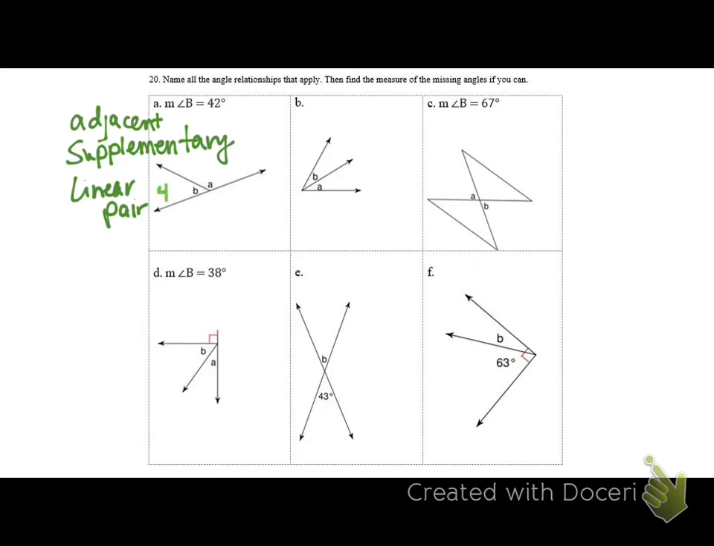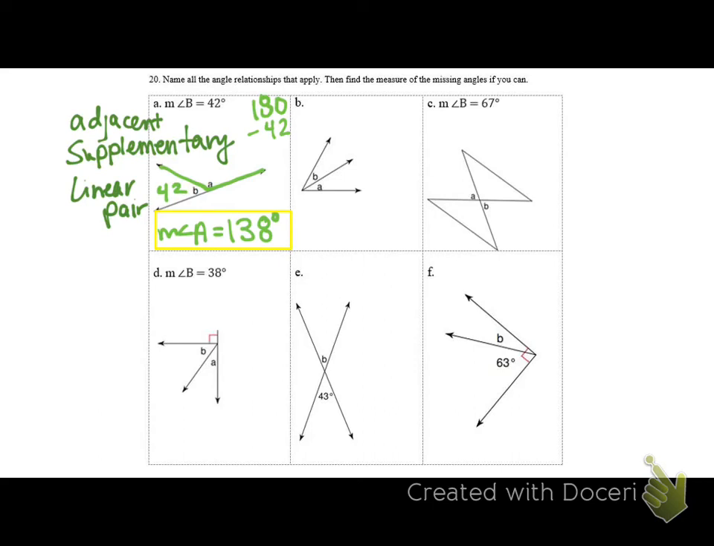We know angle B is 42 degrees. So what can I do to find the measure of angle A? Correct. Subtract 42 from 180, and we get? Correct. Did you already do all of these? That's awesome.